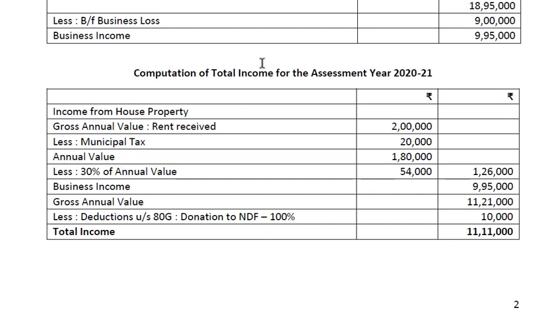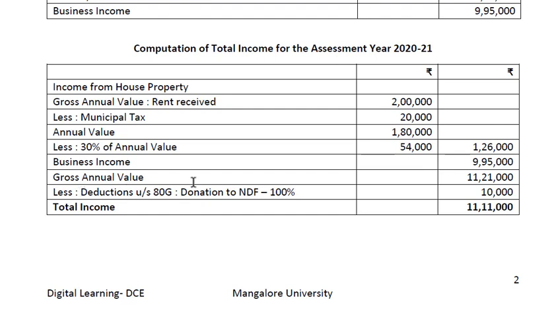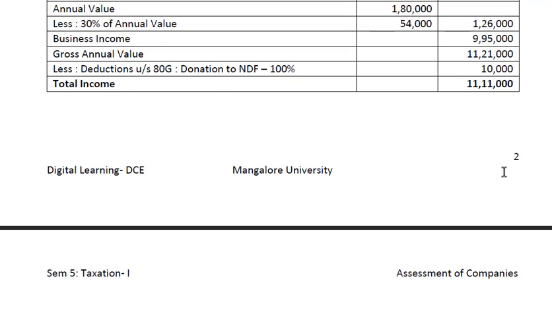Now computation of total income. Income from house property: gross annual value is given, less municipal tax, we get annual value, less 30% of annual value. So business income, just now we have computed, gross annual value, less deductions under section 80G, donations to NDF 100%. So the total income is 11,11,000.